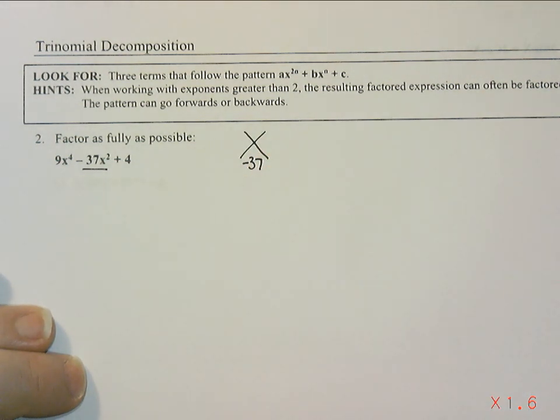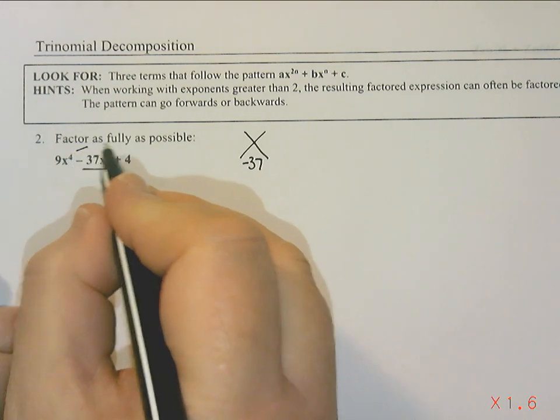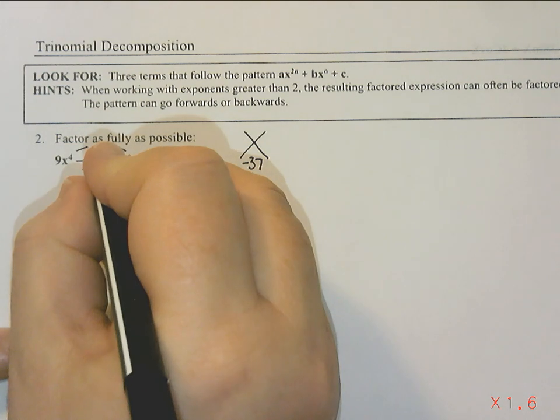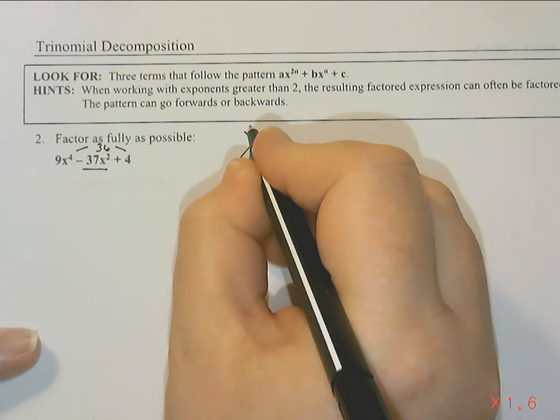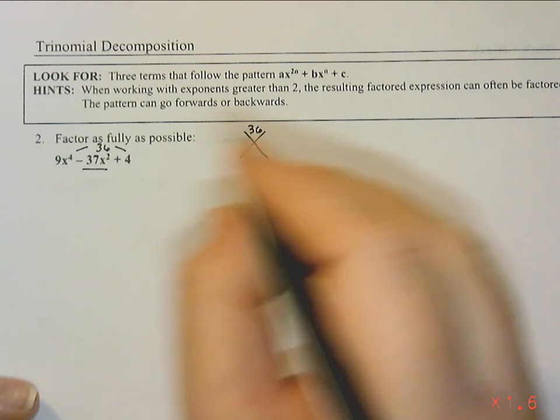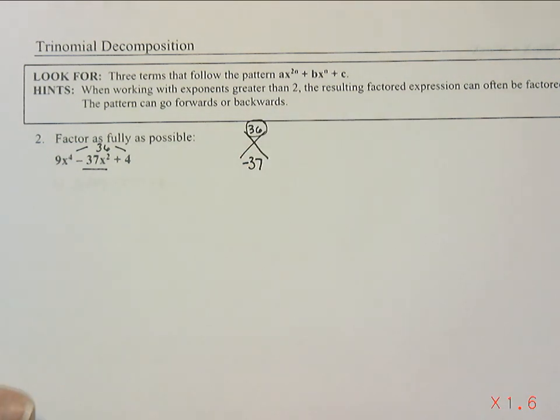And then the clue to help us out is that it should multiply to the same thing as the first and last term. So 9 times 4 is 36. So we're looking for 2 numbers that multiply to 36 and add to negative 37. I always start by focusing on the multiplication number, so we're looking for things that multiply to 36. You can use a multiplication grid to help you, or you can use your calculator.